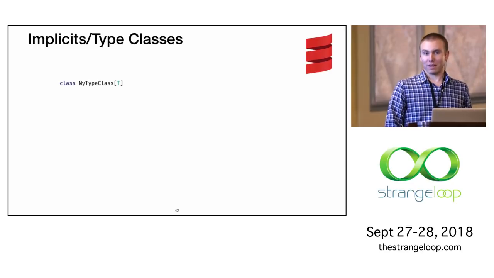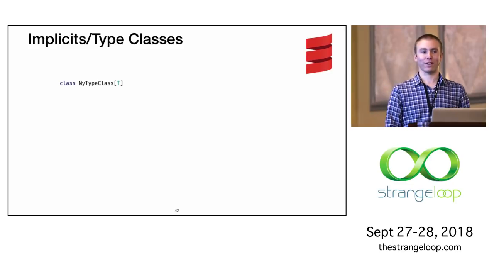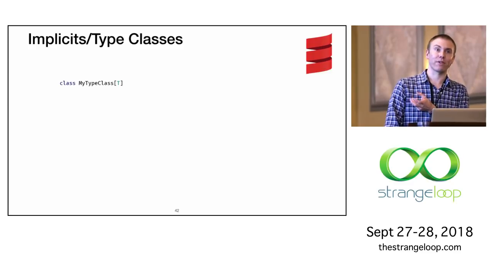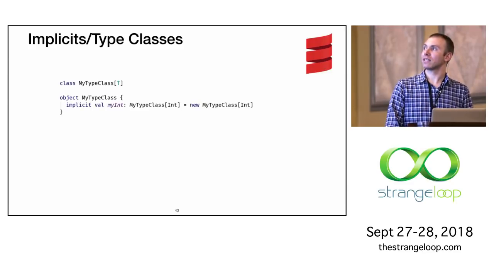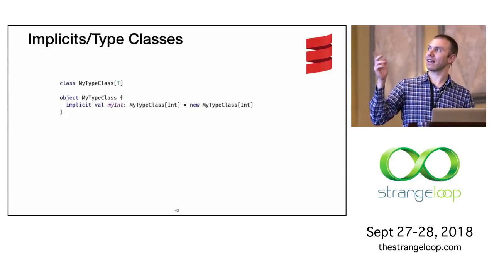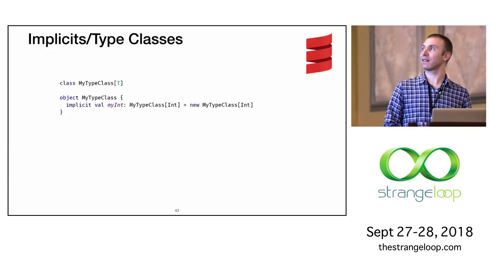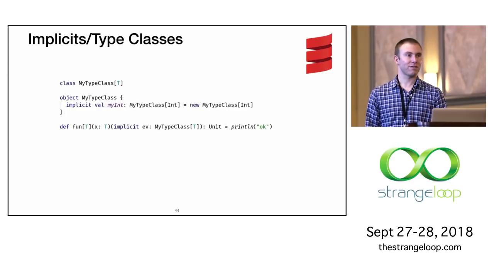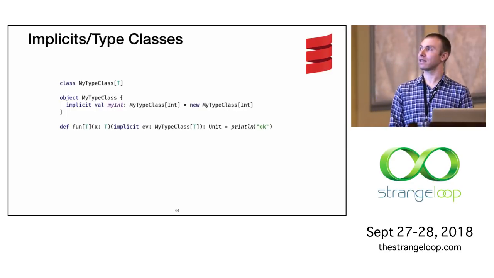Type classes: just a quick walkthrough of the way implicits work, in case you're not familiar. You have a class, MyTypeClass[T], where T is the type parameter. Then you have an object, which is the companion object. It's just static for Java people. There's an implicit value myInt in there that is of type MyTypeClass[Int]. And then we can define these functions that take this implicit.